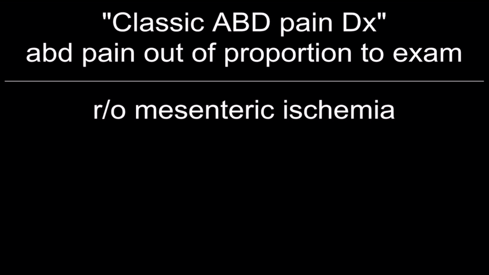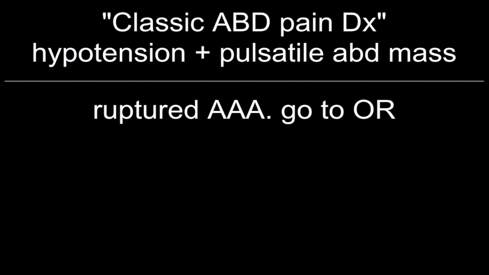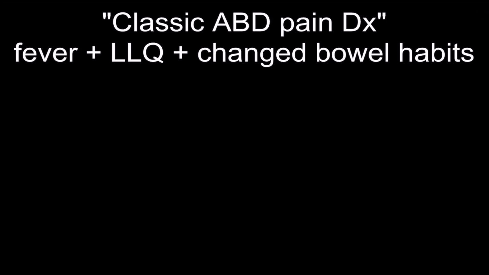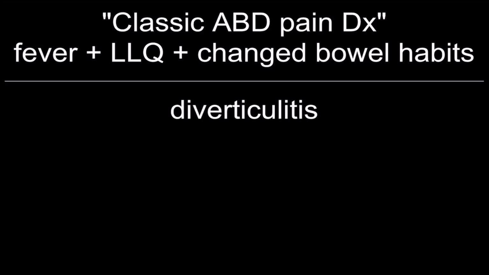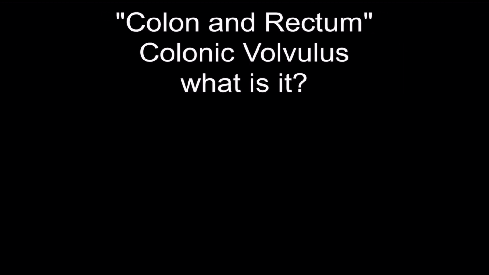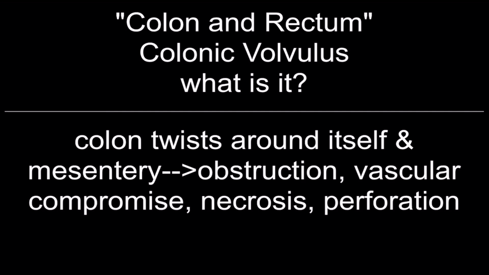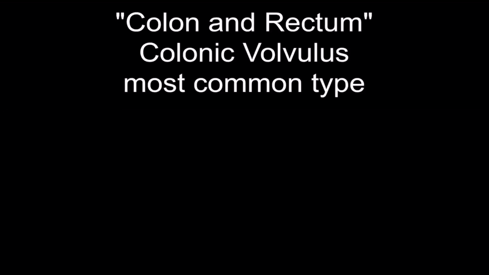Abdominal pain out of proportion to exam. Rule out mesenteric ischemia first. Hypotension with pulsatile abdominal mass. Ruptured abdominal aortic aneurysm. You go to the OR. Fever, left lower quadrant, plus changed bowel habits. Diverticulitis. Colonic volvulus, what is it? Colon twists around itself and mesentery, causing obstruction, vascular compromise, necrosis, and perforation. Colonic volvulus, most common type. Sigmoid colon.